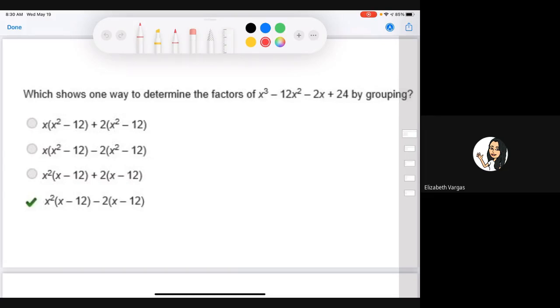Okay, so we're going to look at these example problems. This one says, which shows one way to determine the factors of this polynomial by grouping. Grouping is the process that we just went over. It's basically factoring out this polynomial. So the first thing we want to do is write out that polynomial.